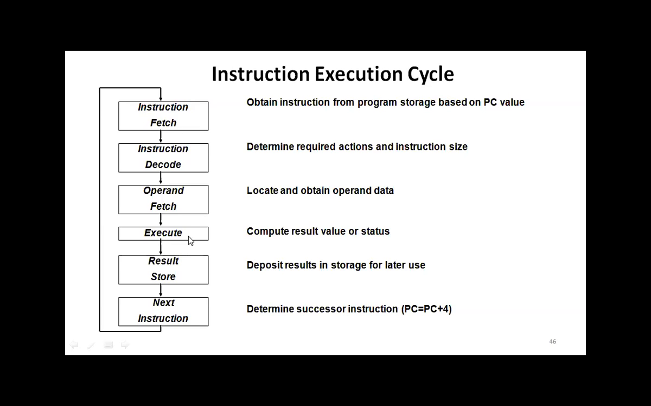Then execute. After knowing what operation is to be done and fetching the operands, it is executed here. The ALU operation is done here. The ALU operates on the operands based on the operator and computes the result. The result needs to be stored somewhere. It may be stored in a register, or it may be stored in memory. That is done in this step. And then the next instruction. So this is the instruction execution cycle. For the next instruction, the PC value is incremented by 4.